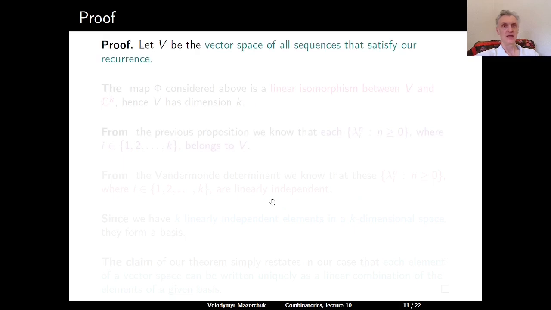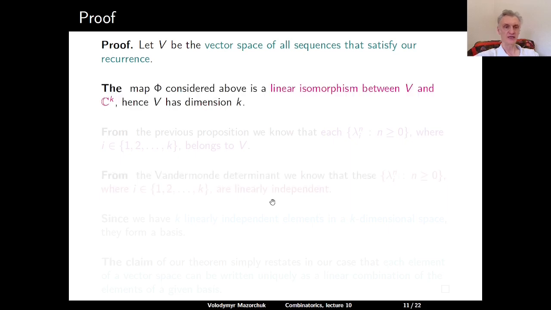Proof. Let V be the vector space of all sequences that satisfy our recurrence. We already saw that the map phi, which we saw in the beginning of the lecture, is a linear isomorphism between this vector space V and the standard vector space C to the power k. So in particular, this means that V has dimension k, because C to the power k has dimension k.